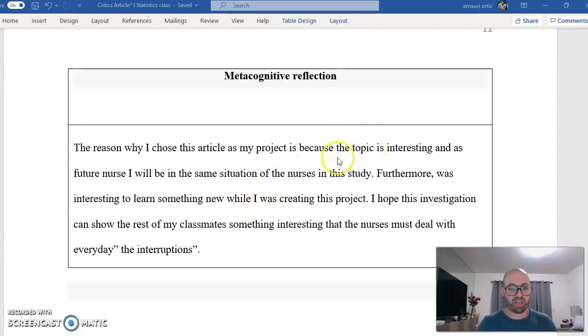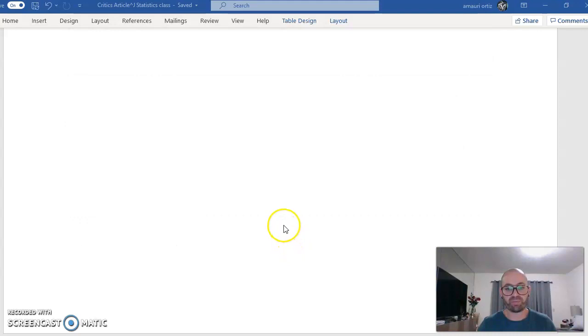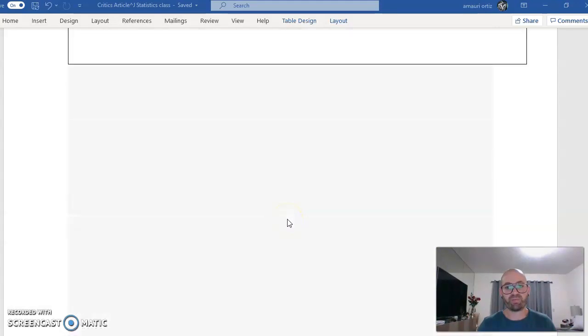The metacognitive reflection. The reason why I chose this article as my project is because the topic is interesting, and as a future nurse I will be in the same situation as the nurses in this study. Furthermore, it was interesting to learn something new while I was creating this project. I hope this investigation can show the rest of my classmates something interesting that nurses must deal with every day, the interruptions.